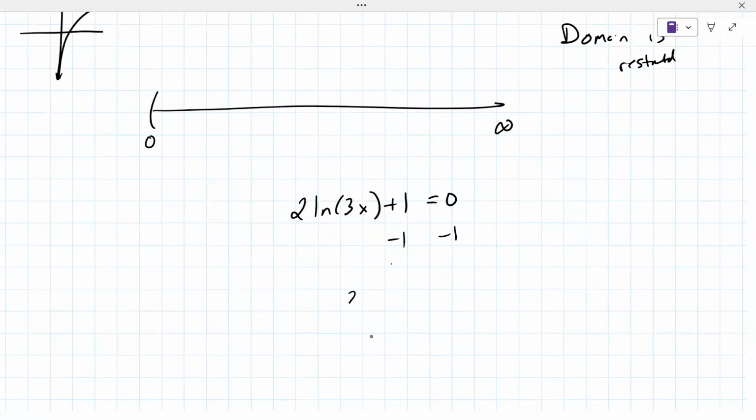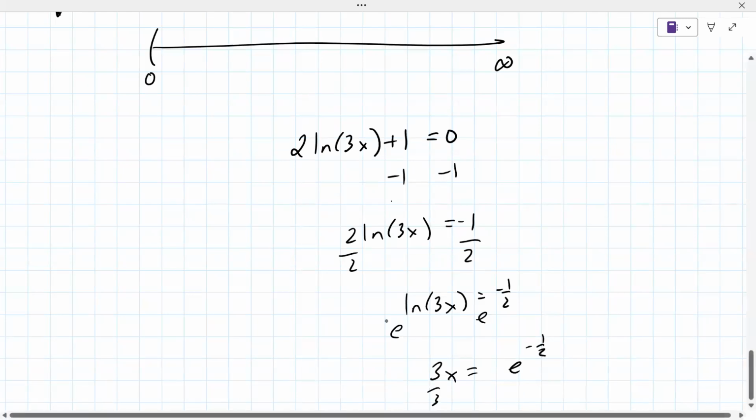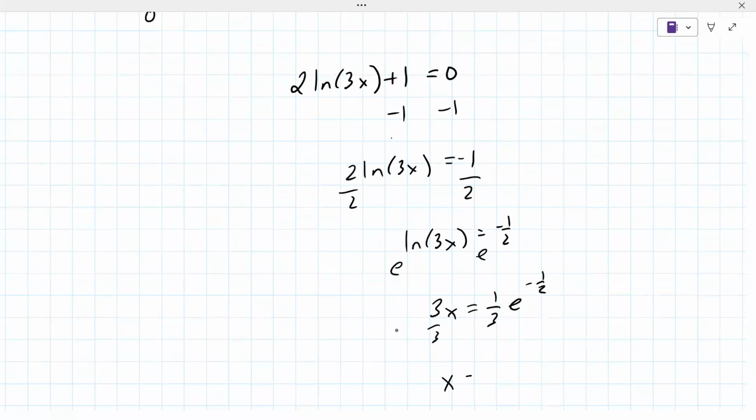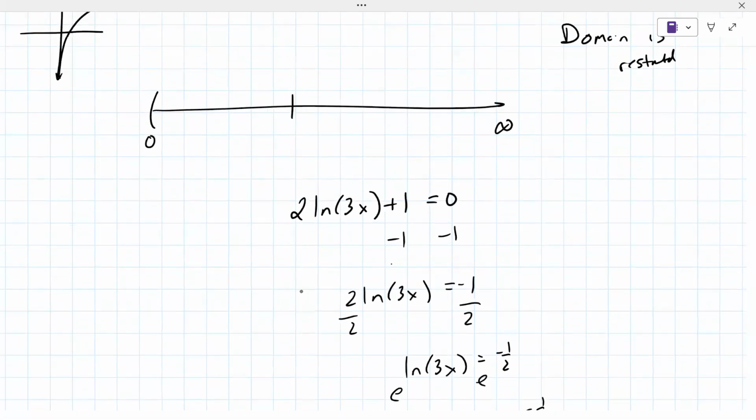Subtract 1 from both sides. 2 natural log of 3x equals -1. Divide by 2. So you have natural log of 3x equals -1/2. You undo ln with e. So you have 3x equals e to the -1/2. Divide by 3. So x equals 1/3 e to the -1/2 power. So that is on the number line here.